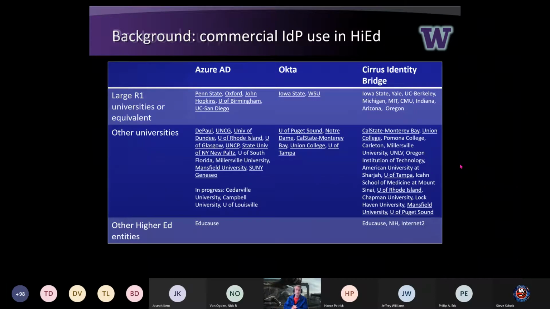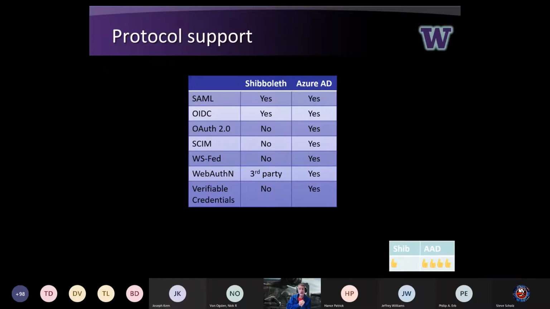All right, so let's dive into the nuts and bolts here. Protocol support. Both Shibboleth and Azure AD support both SAML and OIDC, and then we start to get divergence after that. OAuth 2 is supported by Azure AD. Azure AD supports SCIM. SCIM is a protocol that allows you to provision user identities to applications in a standards-based way. It's been around for a very long time, I think 2012 or 13. Shibboleth has no signs of adding support for it.